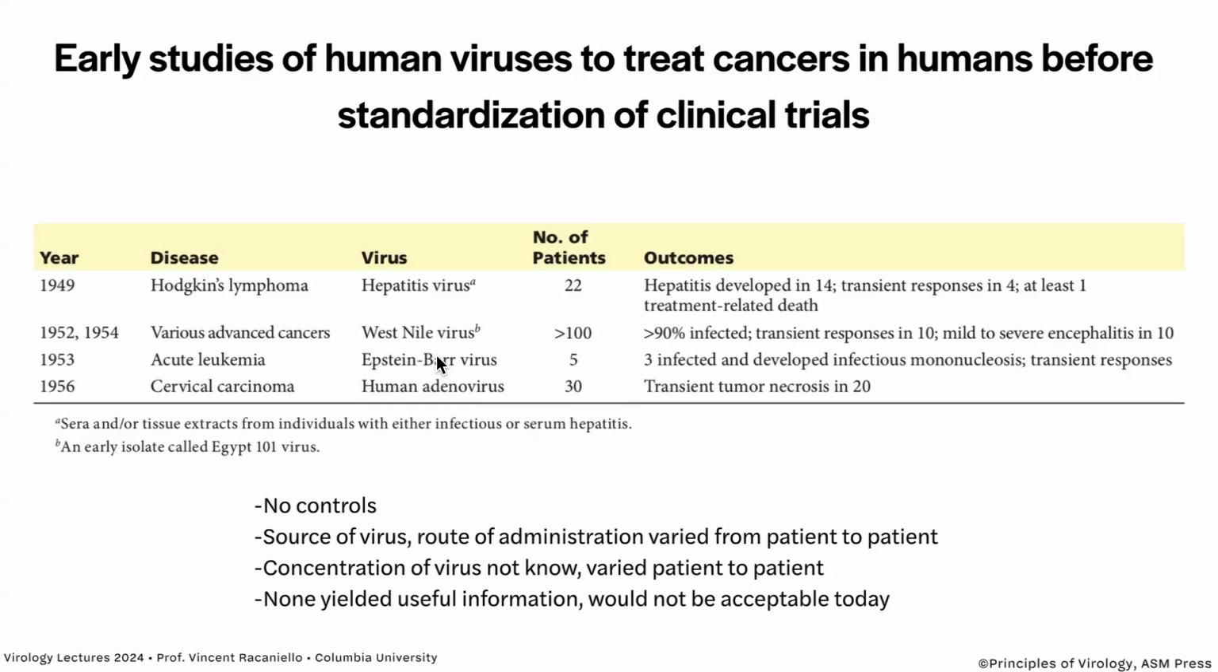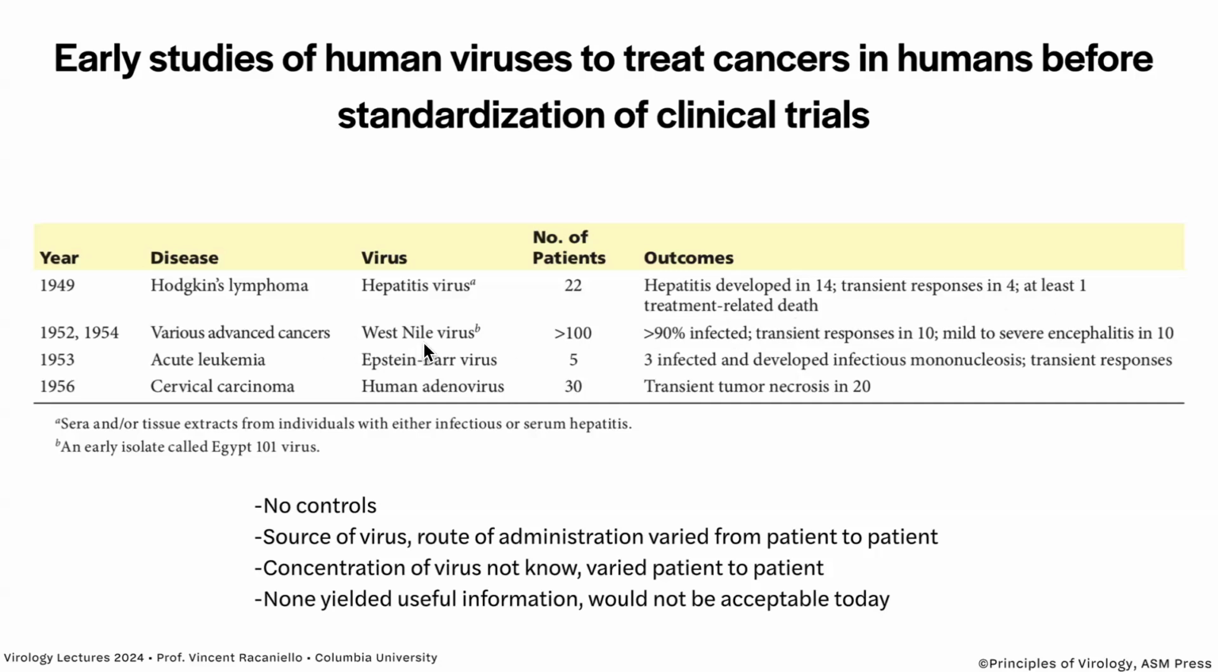Now, this is before we regulated clinical trials. These are trials that would never be permitted today because there are no controls. The source of the virus and the route of administration varied from patient to patient. We didn't know the concentration of the virus. That varied from patient to patient. None of these yielded any useful information, but you can see they infected people with Hodgkin's lymphoma with hepatitis virus, and many of them developed hepatitis, and a few had transient responses to the tumor, and one died.